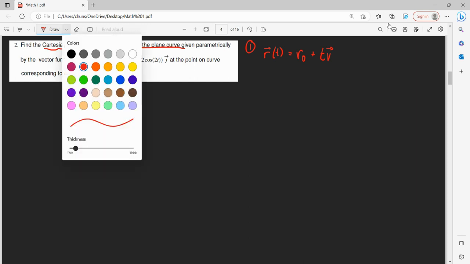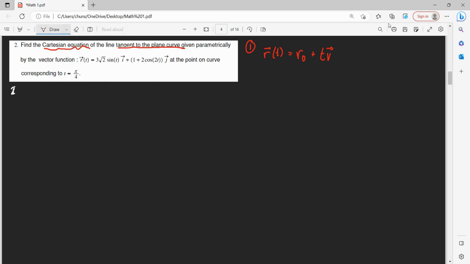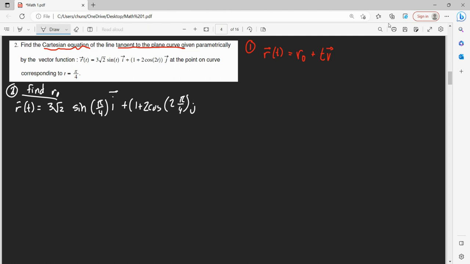So let's do that first. Let's find r naught first. So basically, we are just going to put our value for t right into there. So 3 square root 2 sine pi over 4 i plus 1 plus 2 cos, then that's 2 times pi over 4 j.